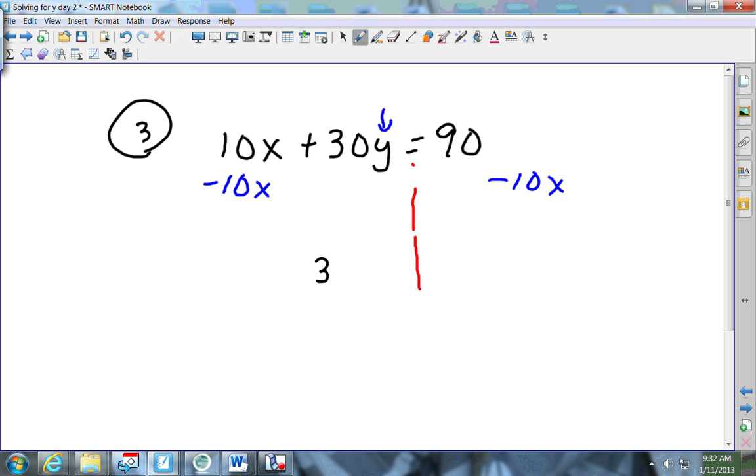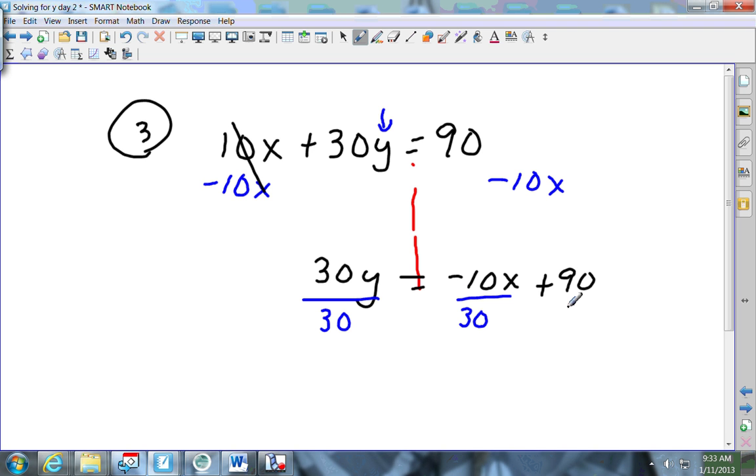I get 30y. I bring that down because the 10x is canceled out. Equals negative 10x plus 90. From here, I'm going to divide by 30. These cancel. y equals. Now, some people have a hard time reducing the fractions.